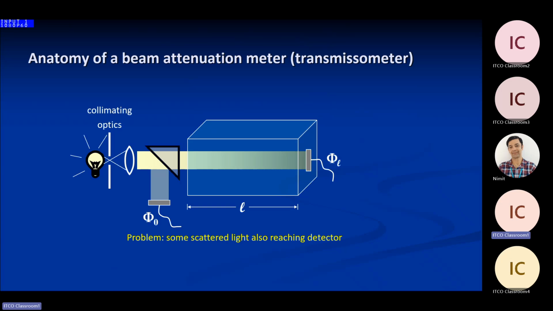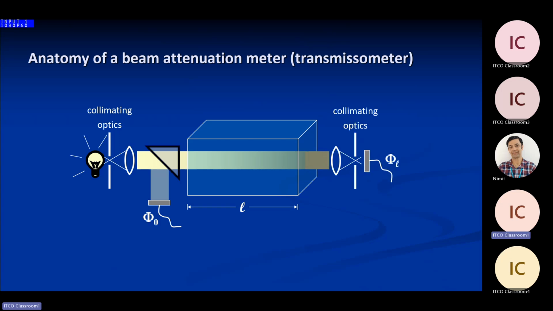This design, as I have it here, though, is a problem because there's a lot of scattered light that reaches the detector. So remember, with an attenuation sensor, we're trying to measure light out here that's passed through the sample without being scattered and without being absorbed. So we don't want that forward scattered light. So the way we do that is to move it back, and then you have collimating optics on the back end as well. That way, you're only looking at the light that passed through without being scattered or absorbed.